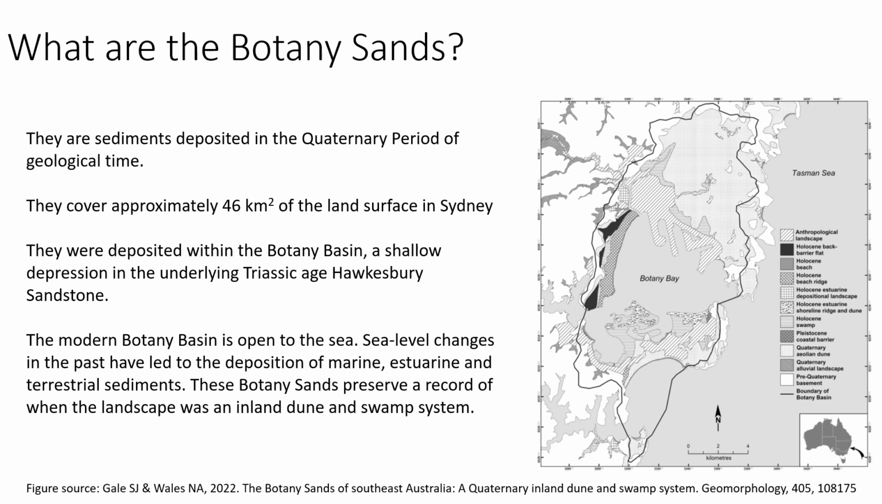The Botany Sands cover approximately 46 square kilometres of the land surface in Sydney. In the figure on the right hand side, you can see the Botany Sands are delimited by the black line. Botany Bay is in the middle. To the north of Botany Bay, you can probably see the outline of Sydney Airport and the runways. And UNSW campus is on the northern side of the bay and within the extent of the Botany Sands.